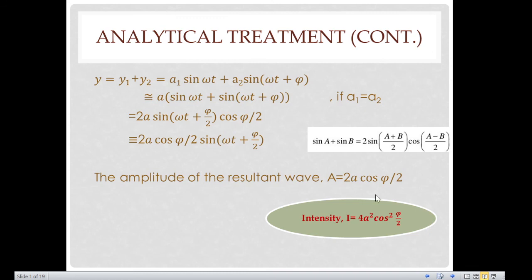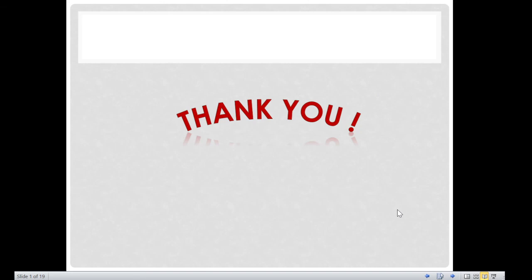In this equation we can see cos square has a maximum value of 1. So the maximum intensity will have the expression I is equal to 4A square. And the minimum value is 0. The maximum intensity occurs when phi is equal to 2n pi, or the path difference is n lambda. The minimum intensity is 0 when the path difference is (2n plus 1) lambda by 2. So this is the analytical treatment of the interference. Thank you.